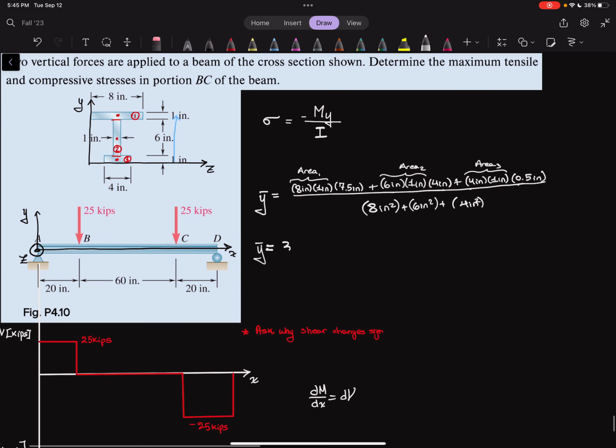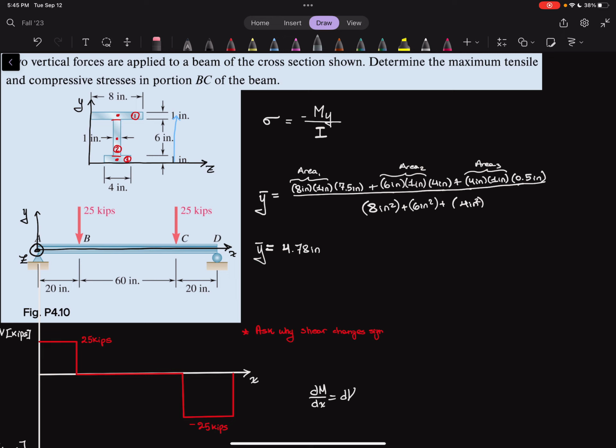That gives 34.8. I think I did something wrong, maybe? Yep, definitely did something wrong. I put 75 instead of 7.5. All right, so it's 4.78, so that's going to be 4.78 inches.